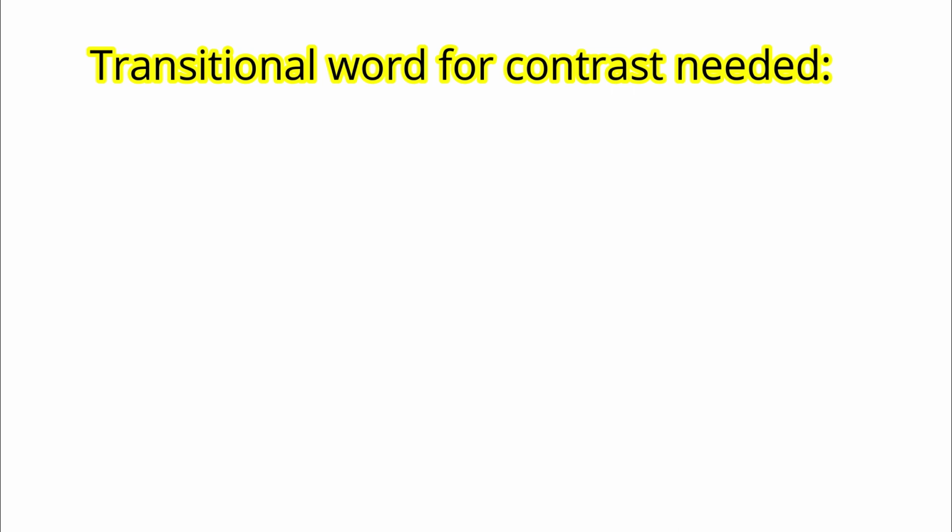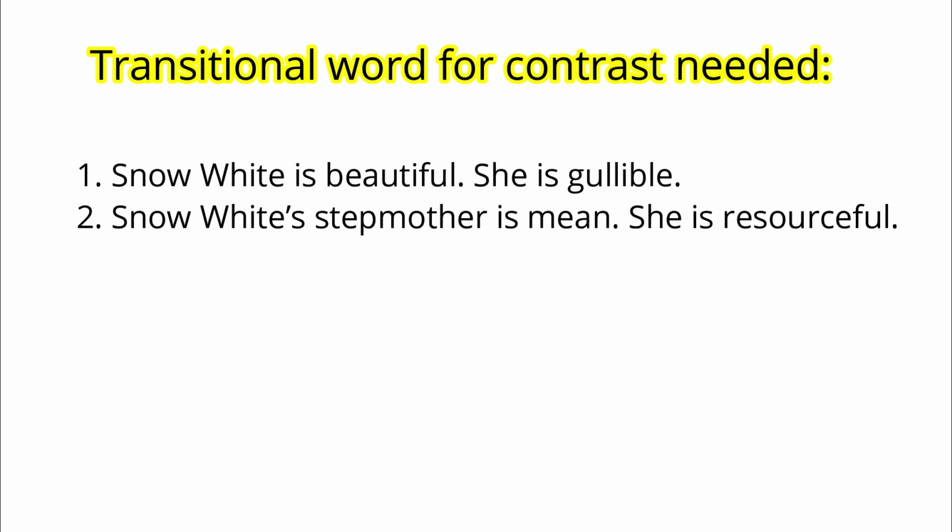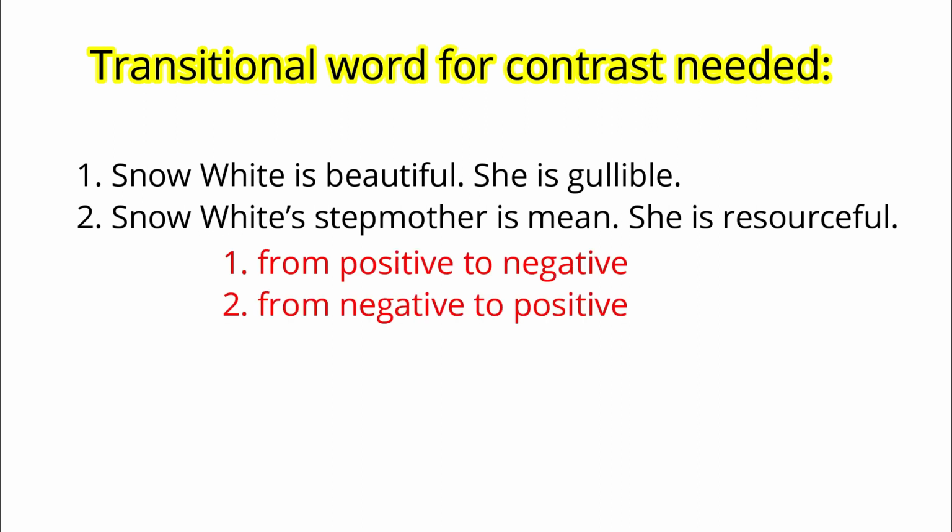These are examples where a transitional word for contrast is necessary. Snow White is beautiful. She is gullible. Snow White's stepmother is mean. She is resourceful. In both cases, the first idea and the second idea are in the opposite direction. In the first case, from positive to negative, and in the second case, from negative to positive. So we need a transitional word for contrast.